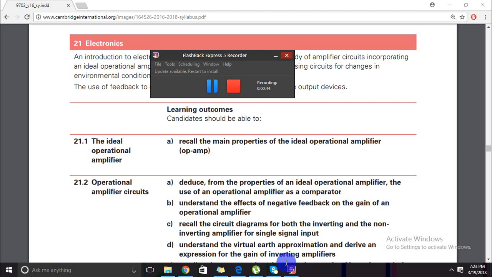And the actual wording in the syllabus in reference to negative feedback in an op-amp is that you've got to understand the effects of negative feedback on the gain of an op-amp. And the gain when you're using negative feedback actually becomes 1. So basically no gain at all, and one wonders how it is an amplifier any longer. It isn't doing any amplification, but it does serve other very important purposes. And how the gain comes to be 1 is something we will be investigating in this topic.